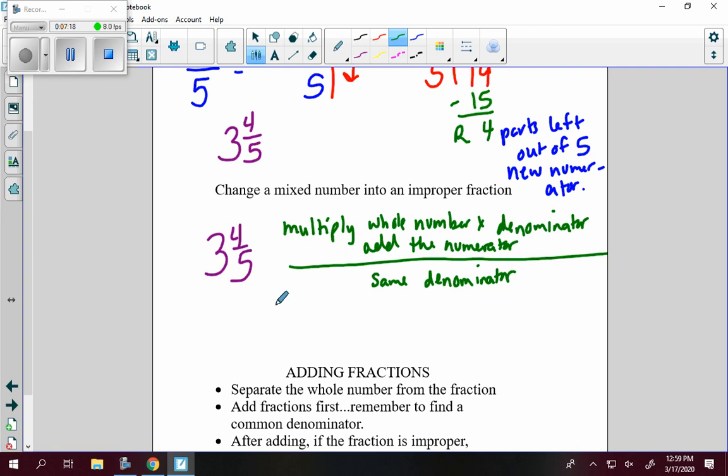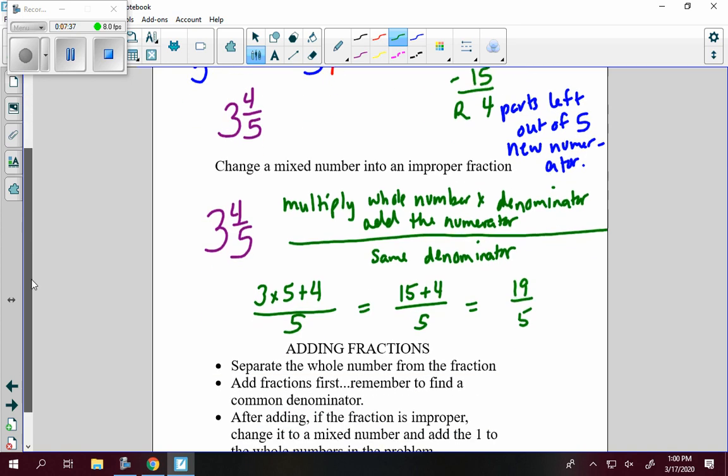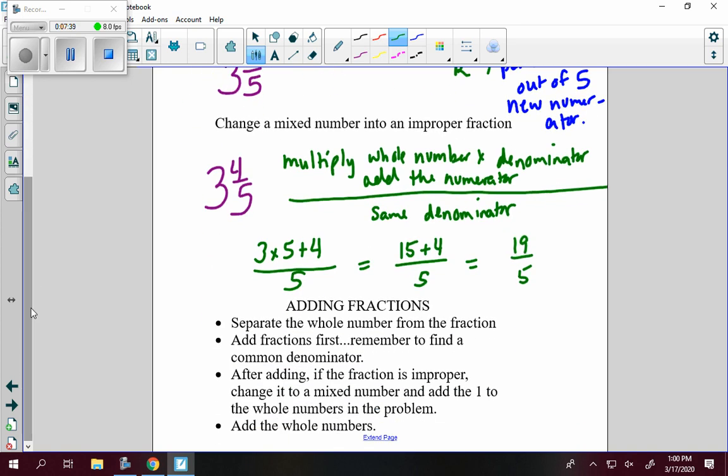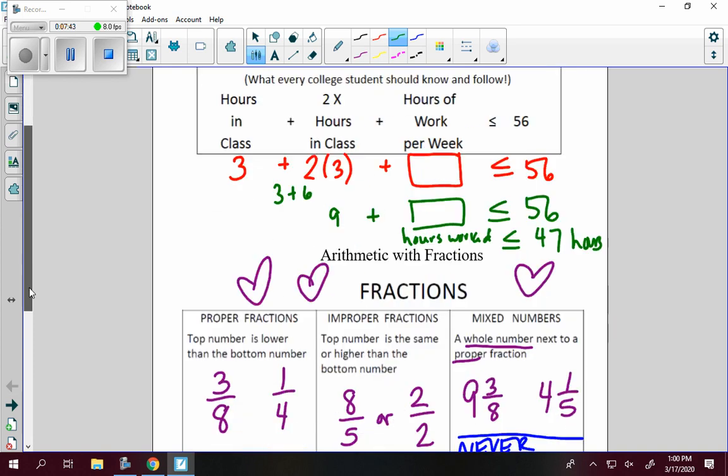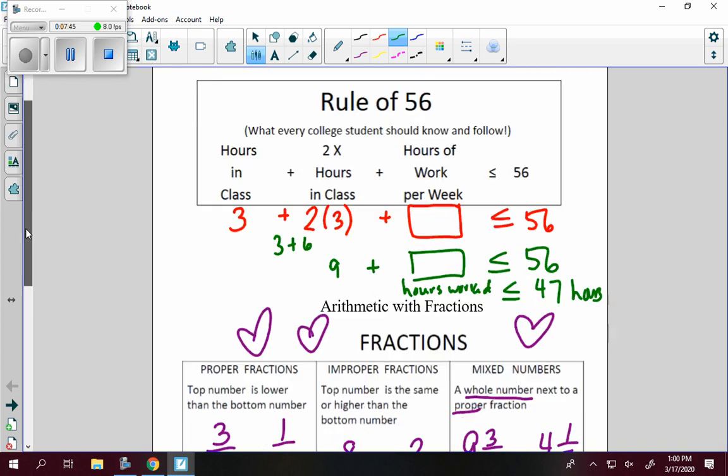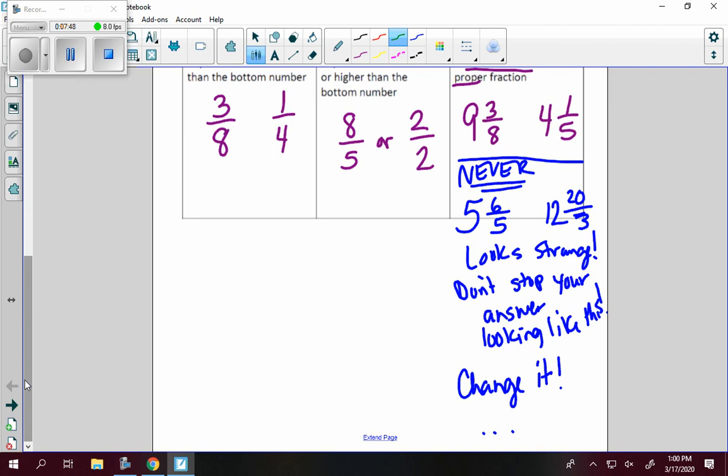So in this case, it would be 3 times 5 plus 4 all over 5. So 3 times 5 would be 15 plus 4 all over 5. So it would be 19 over 5, which, look, that's what we had before. What? That is awesome. So remember how we said we're going to fix the number if it looks strange? So wow, that's strange. Let's fix it. Let's go back to this and let's change.